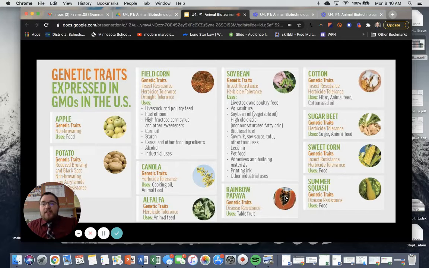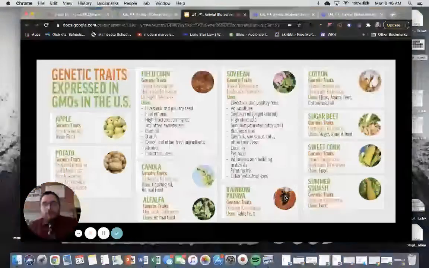These are the genetic traits expressed in GMOs within the United States. So as you can see, there's a lot of different GMO products, but none of these are animals. Okay, so we do not currently have any animals that are commercially available that are genetically modified. As I mentioned, livestock are selectively bred all the time. Same thing with dog breeds, cat breeds, etc. You name it. But we don't genetically engineer them. Okay, we don't do that. Those are not commercially available.